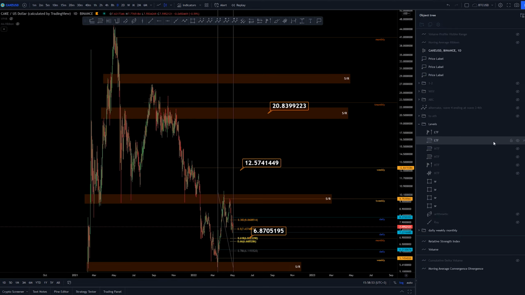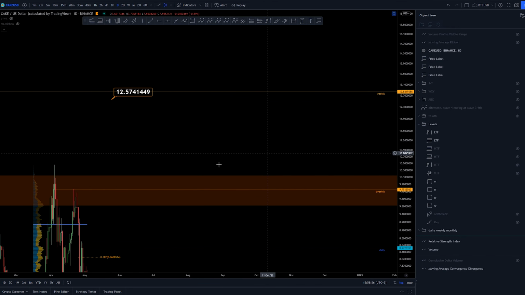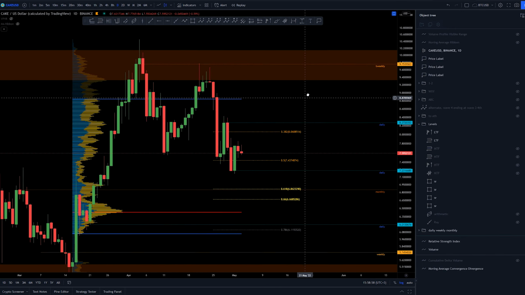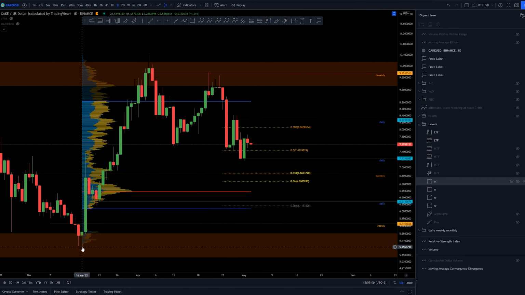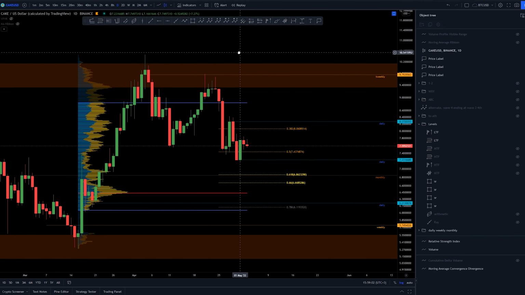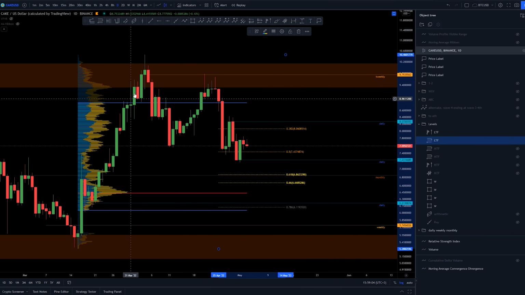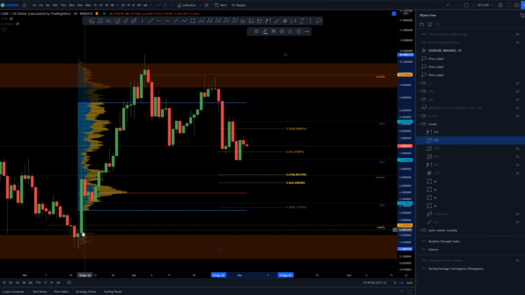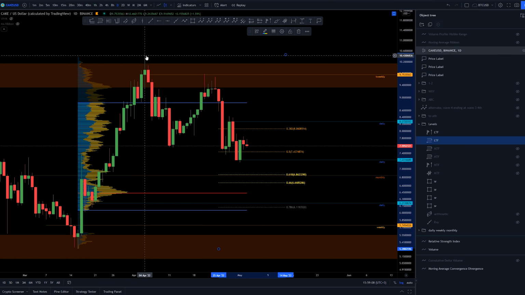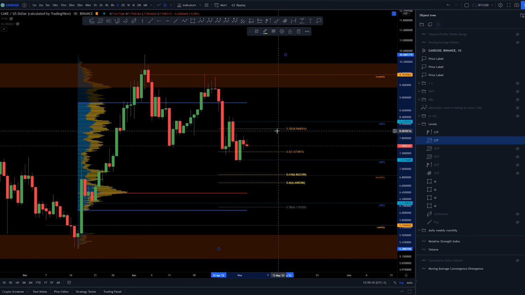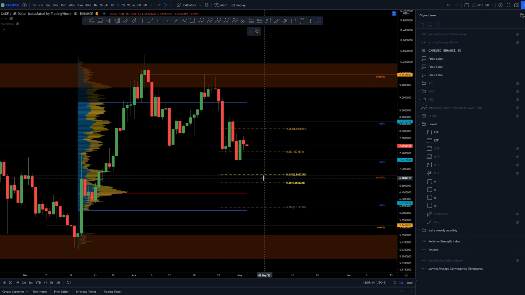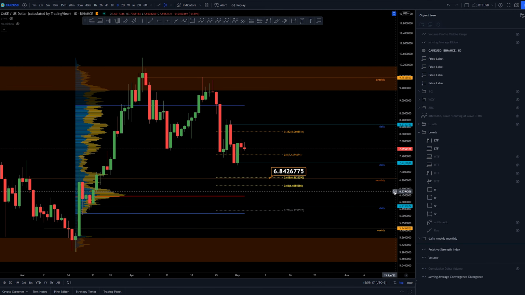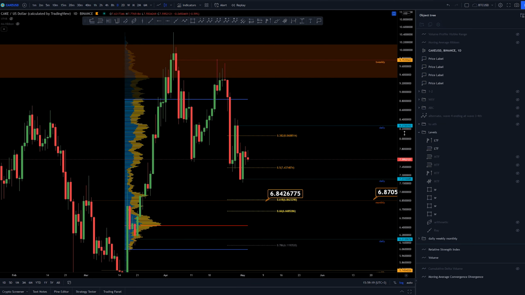Some low time frame stuff. Let's zoom in. Volume profile from the lows of March 16th and Fibonacci retracement levels from low to the high of April 4th. We can see a nice golden pocket with a monthly already here. That is a level of interest for sure.